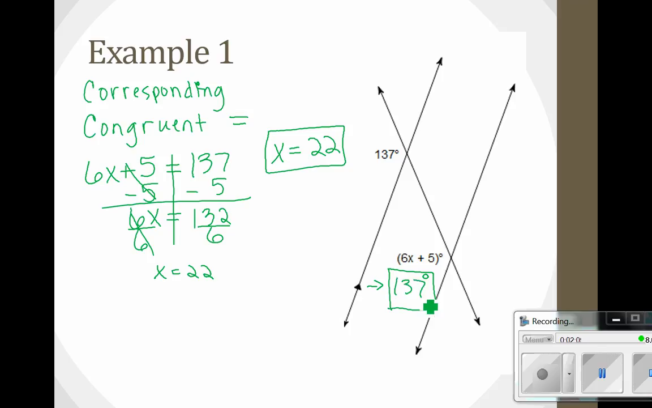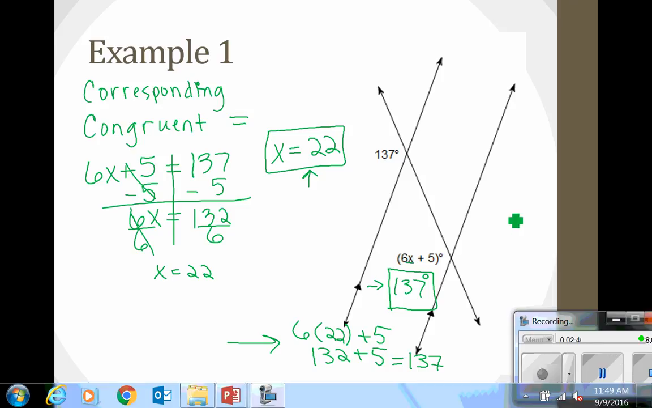But I'm going to show work because I want to make sure that the x equals 22 is right. So we should get 137 when we substitute 22 in place of x. So let's go ahead and do that. So we have 6 times 22, which is 132 plus 5, and that equals 137. Because we did this part, we know that the x value that we got is going to be correct.